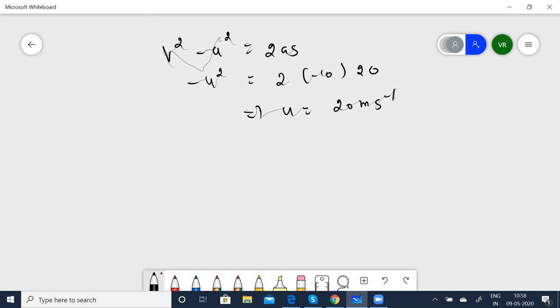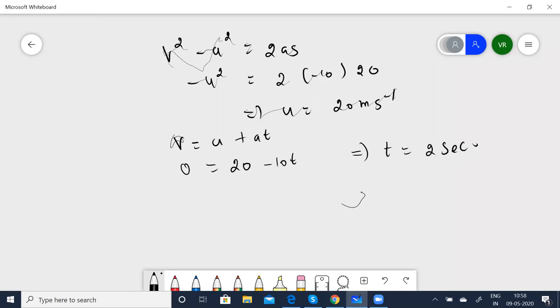Now we also know that v is equal to u plus at. So 0 is equal to 20 minus 10t, and from this we infer that t is equal to 2 seconds. So the ball has to return to his hand, so the total time is going to be 4 seconds.